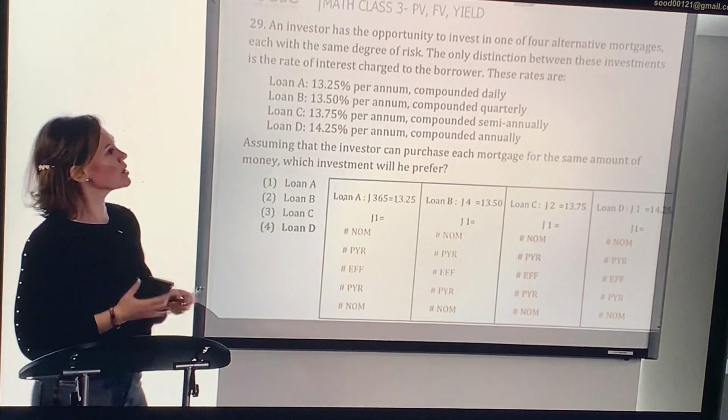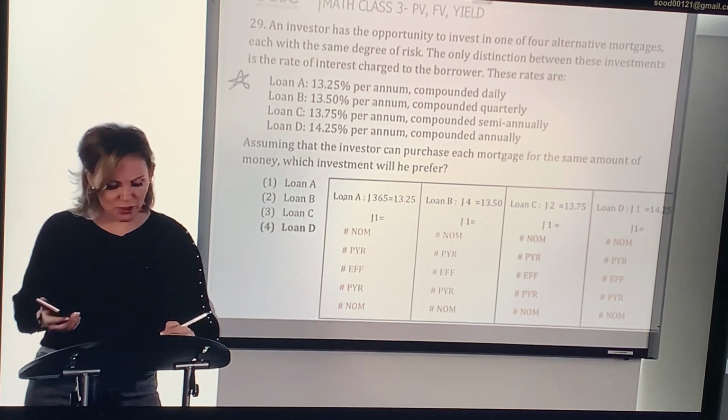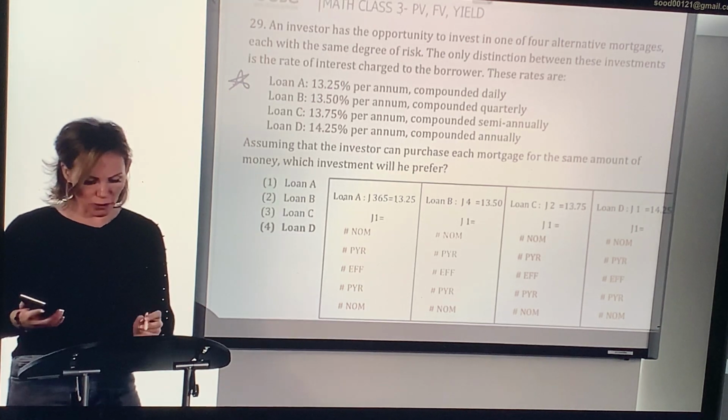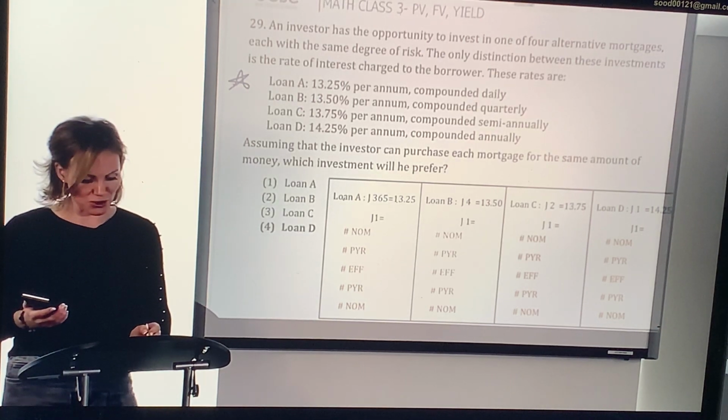It depends what they're asking you in the question. So put a star next to this one. On the exam, they always give you a question like that, and sometimes they'll ask you for the investor, sometimes they'll ask you for the borrower. So who do we have in this question? They say the investor has the opportunity, so it's the investor.